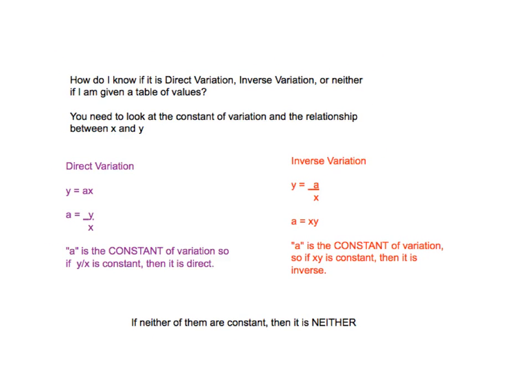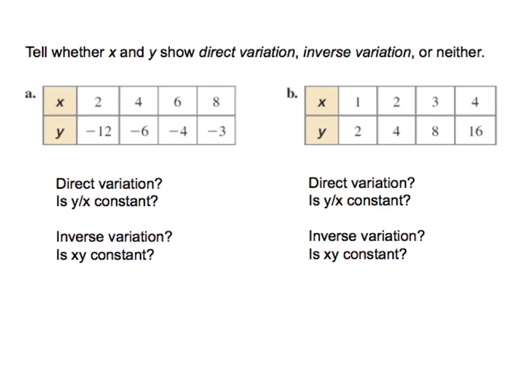Okay, so next we're going to look at a table of values, and we're going to decide whether it's direct variation, inverse variation, or neither. And what we're looking at is the relationship mostly of A. It is direct variation if your constant of variation is y divided by x. Inverse would be y times x. And then if you don't have a constant of variation in the table, then it would be neither.